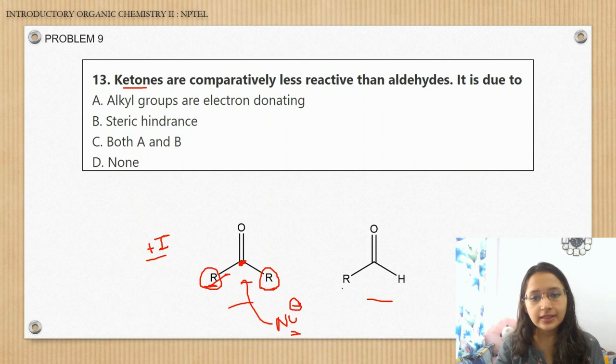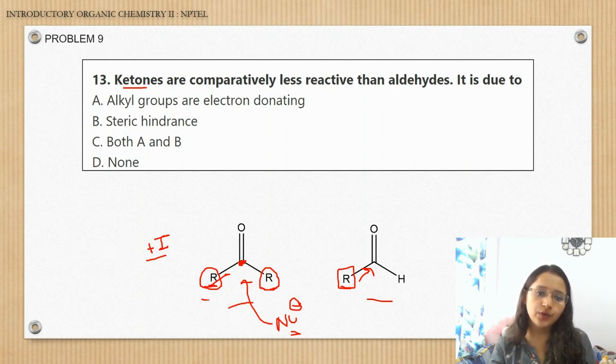Because in aldehyde we have only one alkyl group, and there is no other alkyl group which imparts electron density towards the carbon and makes the carbon less electrophilic. So, if I ask you which carbon is more electron rich here, what will you say? Is it the ketone carbon or the aldehyde carbon which is more electron rich? You can clearly see that in the case of ketone, the carbon is much more electron rich than aldehyde.